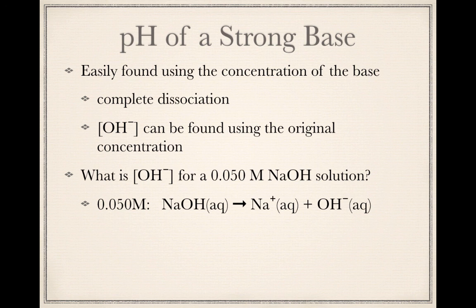Finding the pH of a strong base is done very similar to how we find it for a strong acid, simply because we have that 100% dissociation there. So once we know the concentration of the base, we know the concentration of the hydroxide ion. So if we want to know what's the hydroxide ion concentration for a 0.050 molar sodium hydroxide solution, well, the answer there is 0.050 molar. We have sodium hydroxide going completely to sodium ions and hydroxide ions. So strong bases, strong acids are always easy to deal with.